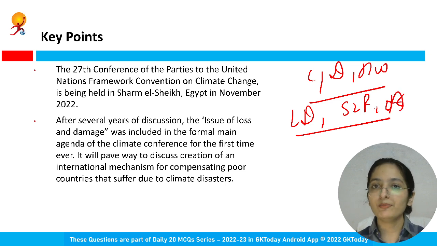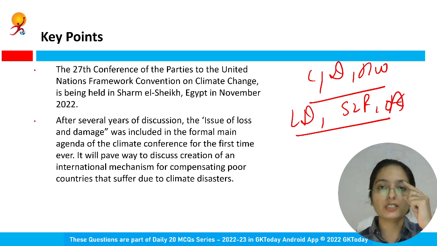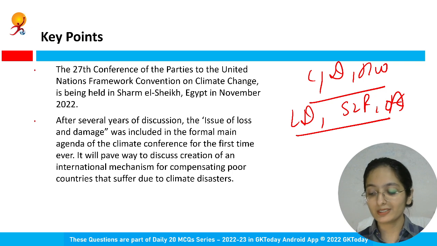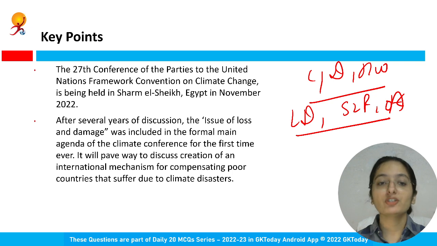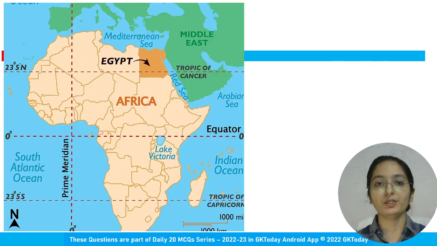Also, the damage that it is causing is not a loss of life only. It is both economic and non-economic losses. Economic losses like affecting resources, goods and services, and non-economic losses like loss of livelihood, migration, and the way of living. So this is what this conference is talking about, and this is the main agenda of the climate conference, which was for the first time ever. That is why this particular point was very important to cover.